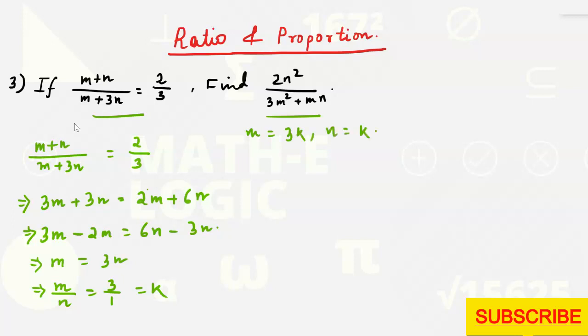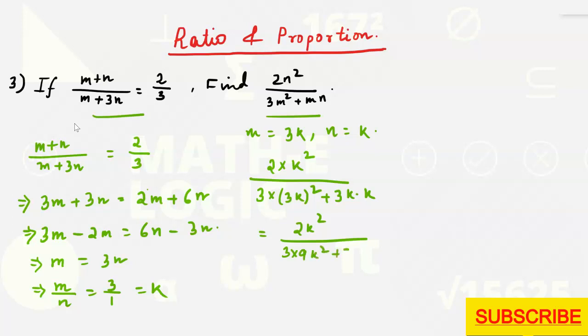Now we put the values in the question. So we get 2 into k square divided by 3 into (3k) whole square plus 3k into k. So we get 2k square divided by 3 into 9k square plus 3k square. That means 2k square divided by 27 plus 3, that is 30k square. Now k square cancels out. 2 and 30 cancel out, we get 15 in the denominator. Therefore, 1 is to 15 is the correct answer.